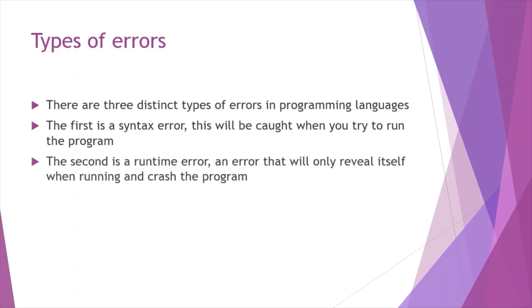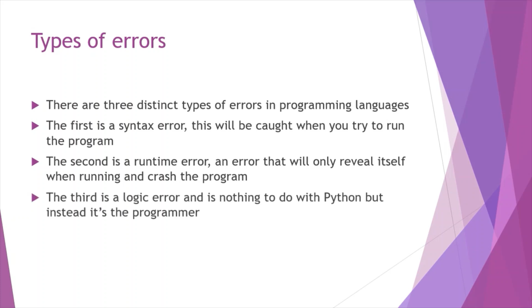The second is a runtime error. So the difference between this and the last one, the first one, is that when the program converts it into code that the computer can understand, that's when it will find it. But the second is a runtime error. So you've already converted it into code, the computer's running it, and then you'll crash it halfway through somewhere. And that's what a runtime error is, and it will only reveal itself while it's running.